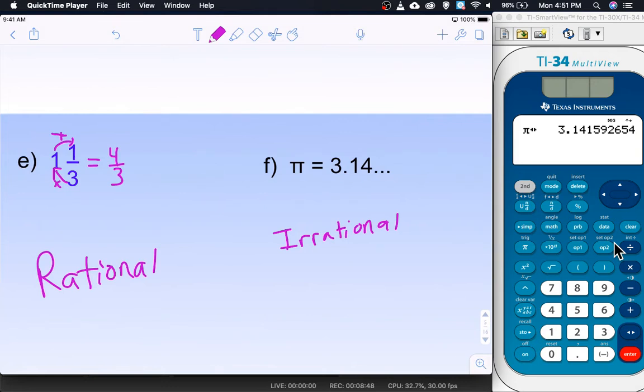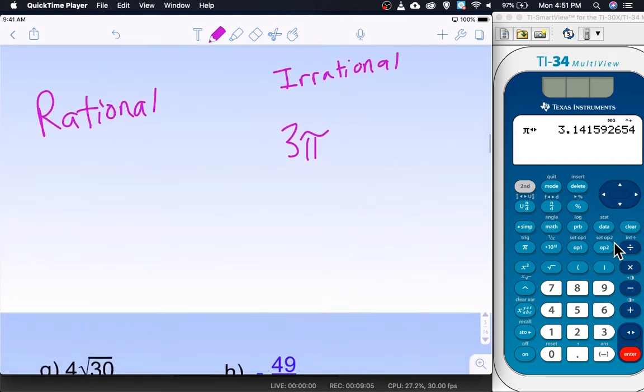And a lot of the numbers that have pi attached to them, like 3 pi, will also be irrational because it's that same big, huge, long number, just 3 times bigger. Imagine you multiplied every single one of those digits by 3. It's just 3 times bigger, but it's still going to be irrational.